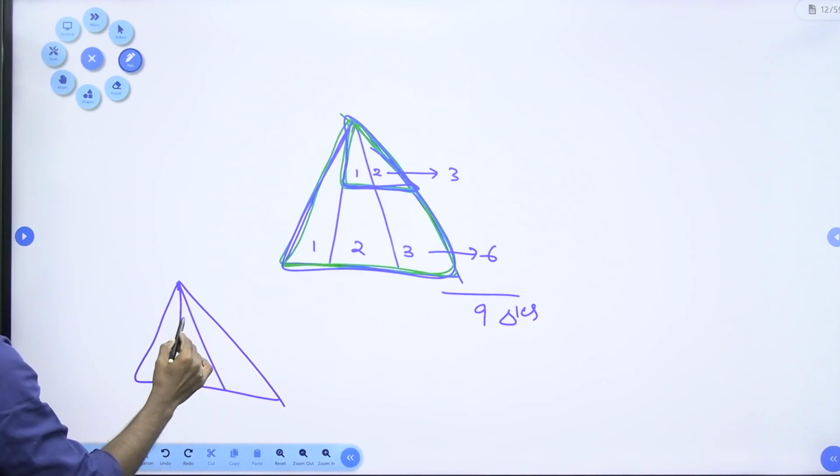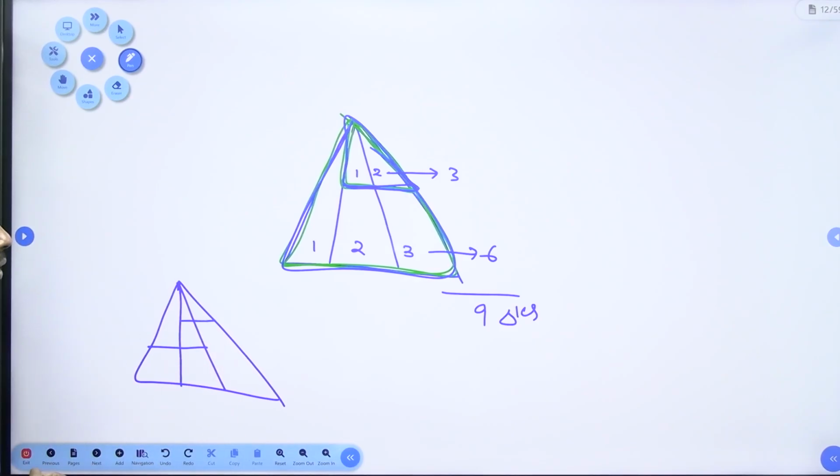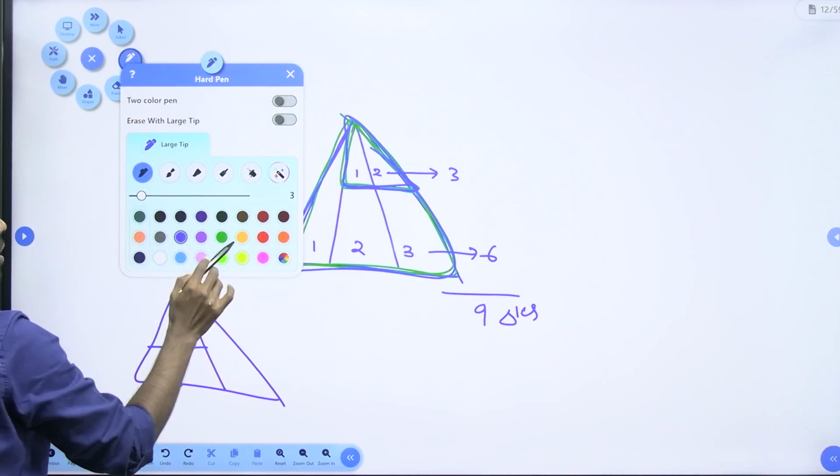Suppose the figure is like this. How many triangles are there in this figure?